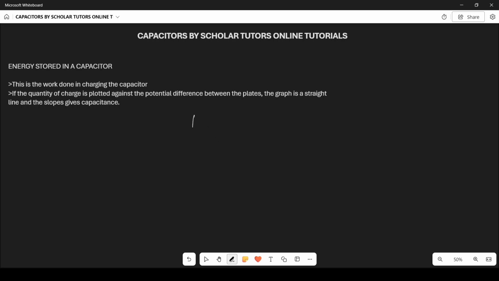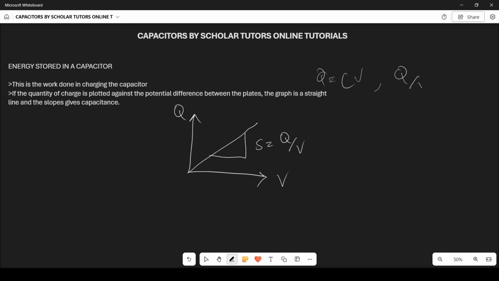Assume we have something like this. We have a graph Q, which is the charge, plotted against the potential difference V to give you a straight line graph, and the slope of this graph, this slope S, will give you Q over V. And if you remember, we said Q is equal to CV. So Q over V is equal to C. So you can say here that the Q over V is equal to C, which is the capacitance.